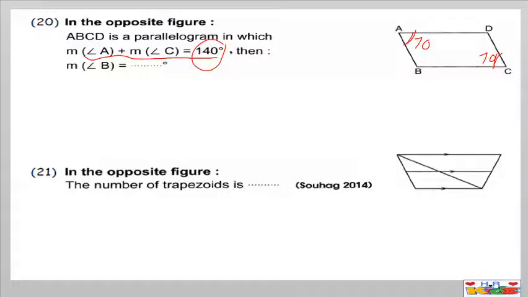Which angle does he want to find? Angle B. So angle B equals 180 minus 70, which equals 110 degrees.